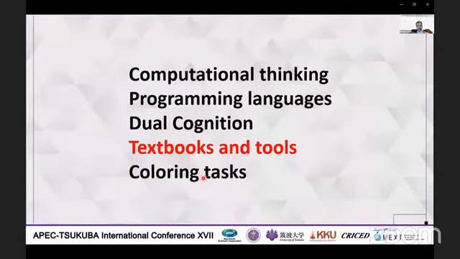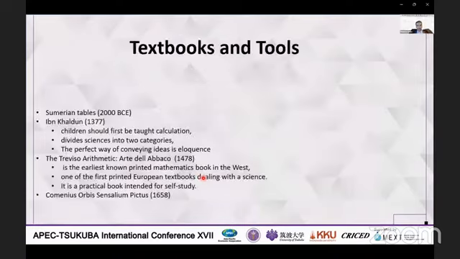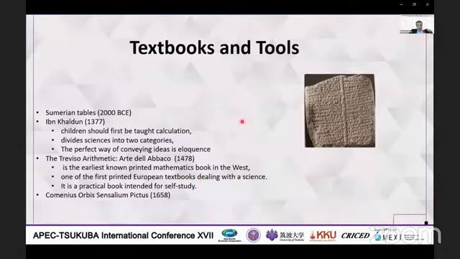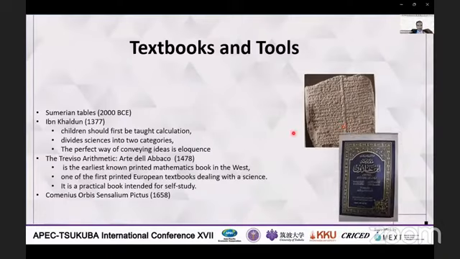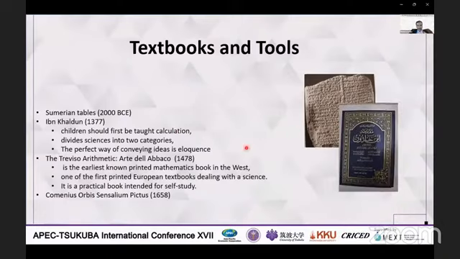So you need the traditions to have texts that help in this, and different tools. You start with the Sumerian tablet, 2000 before Christ. You already have some teaching ideas in this kind of textbook. And then Ibn Khaldun, like in 1877, said, okay, students should first be taught calculations. He put a lot of emphasis on calculations and in sciences.